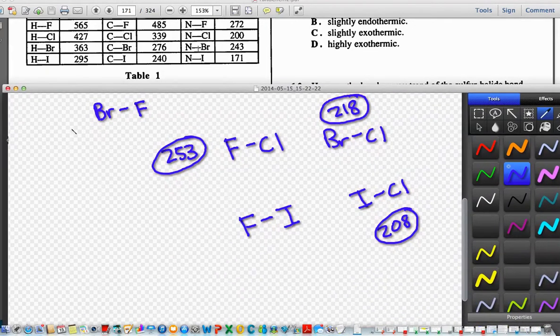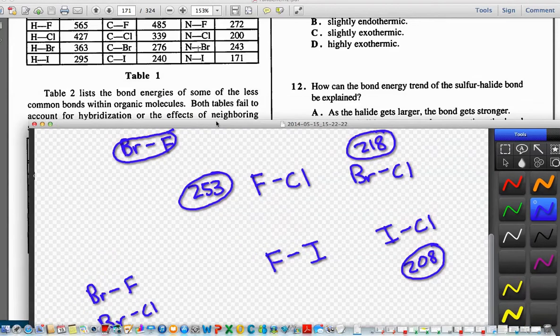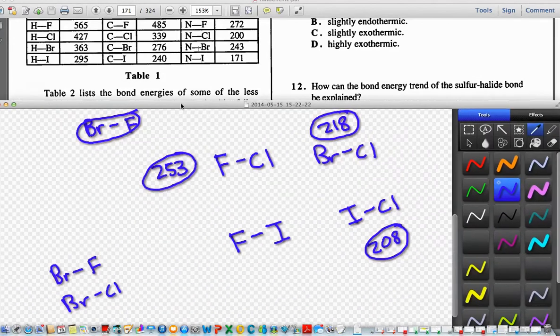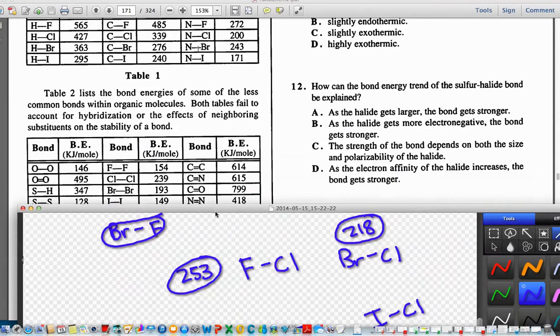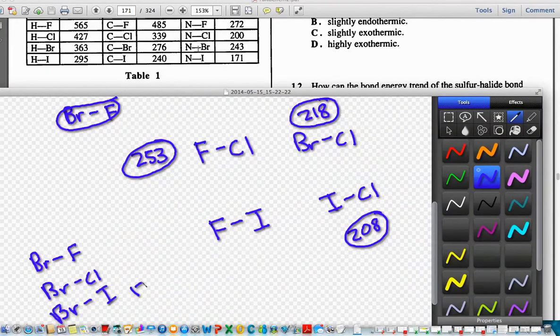So a BrF bond. We do have BrCl. Do we have BrI? We do. And BrI looked to be 175. BrCl is 218.